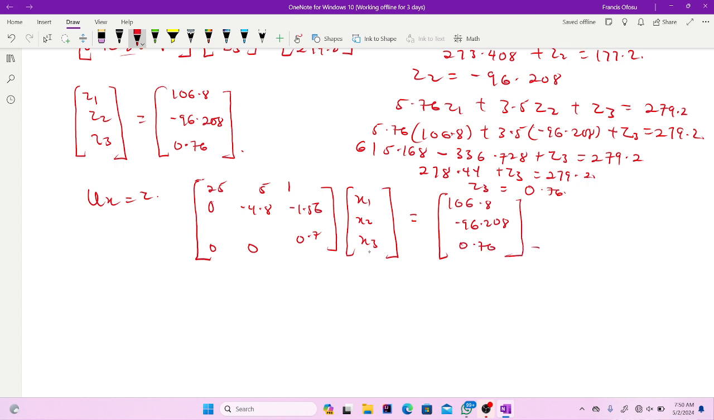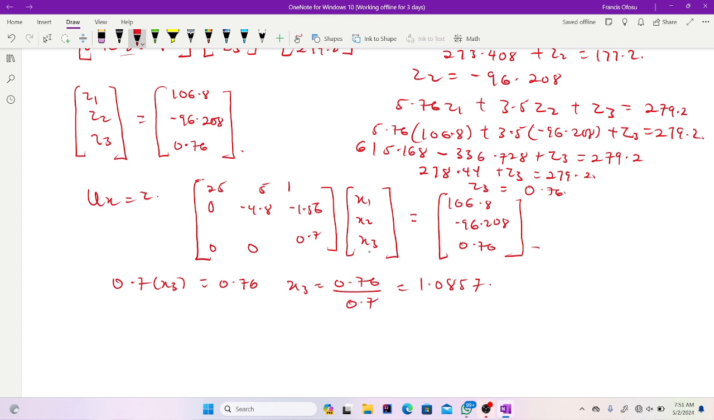So once I get this done, I just do my backward substitution. Okay, so here for the last part, when you multiply this whole row by this, everything will be 0. So I'll be left with 0.7 times x3 should give me 0.76. Okay, so what is my x3? So my x3 is simply equal to 0.76 over 0.7, and that is approaching 1. So I'm getting 1.0857.